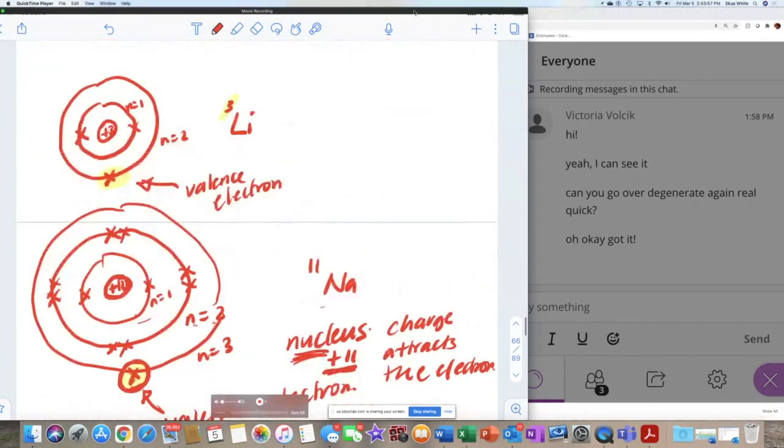Okay, same thing happens here. The nucleus is plus 3. The inner electrons, there's 2 of them. So when you add the effect of the 2 electrons, we get a plus 1.